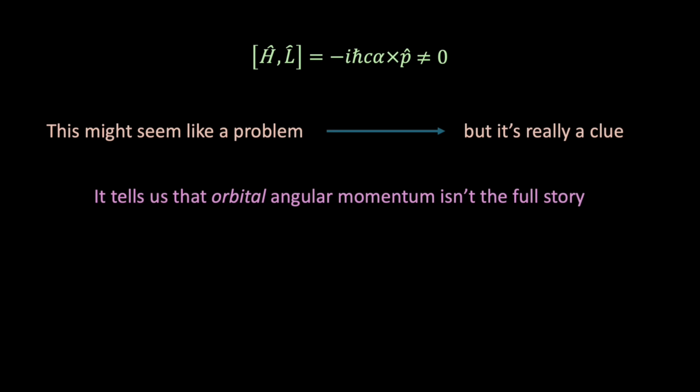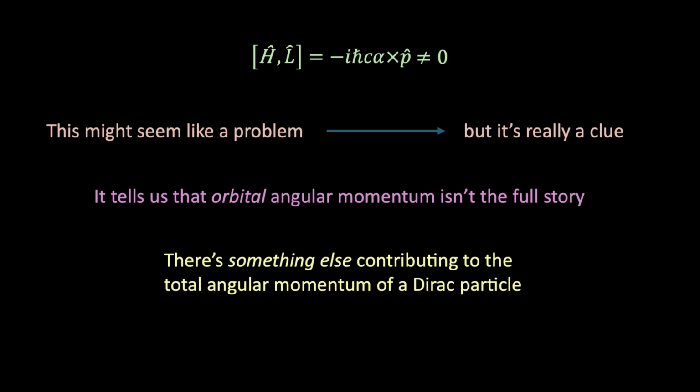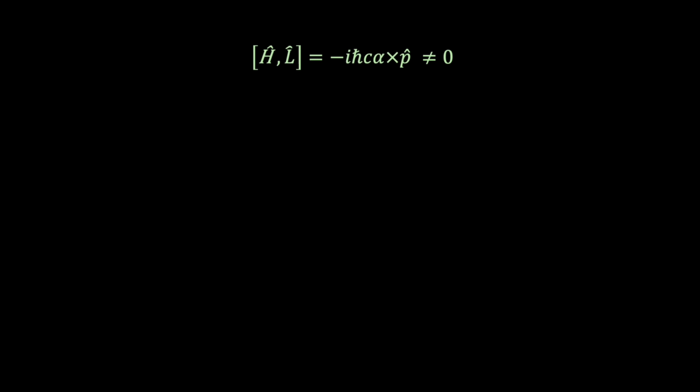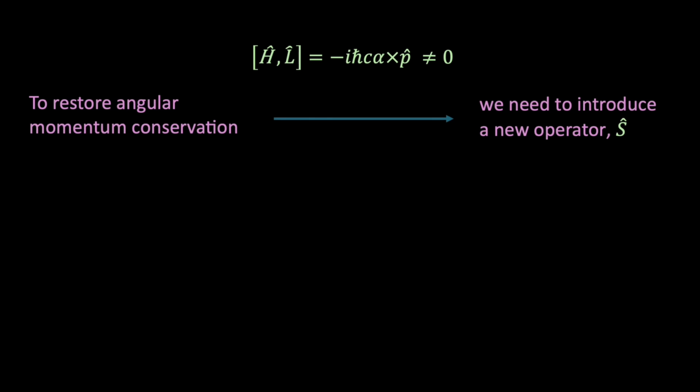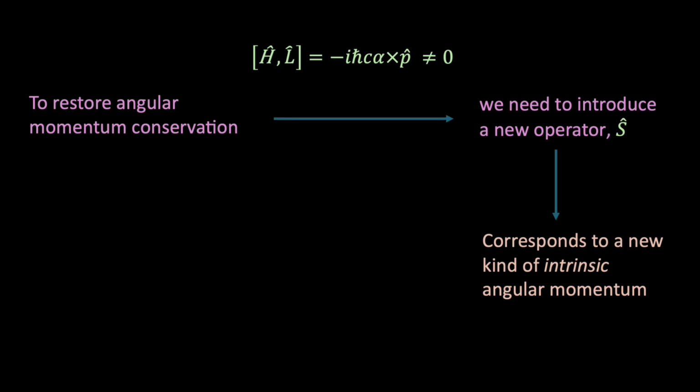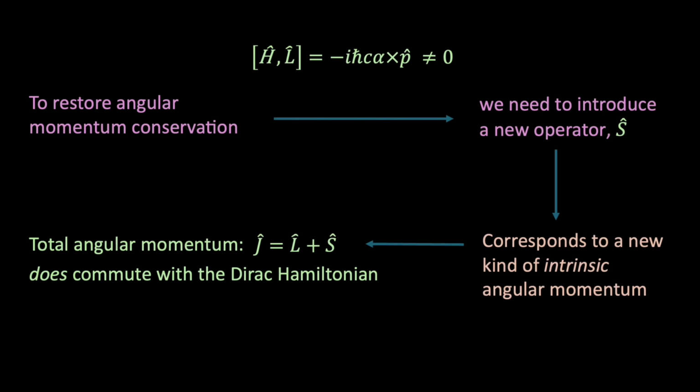It tells us that orbital angular momentum isn't the full story. There's something else contributing to the total angular momentum of a Dirac particle, something internal, and that something is spin. In order to restore angular momentum conservation, we need to introduce a new operator, which we will call S, which corresponds to a new kind of intrinsic angular momentum, such that when added to L gives us a total angular momentum J that does commute with the Dirac Hamiltonian.